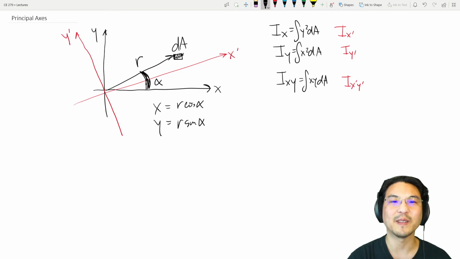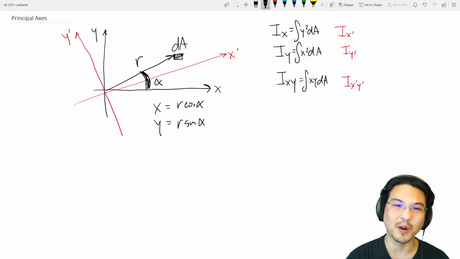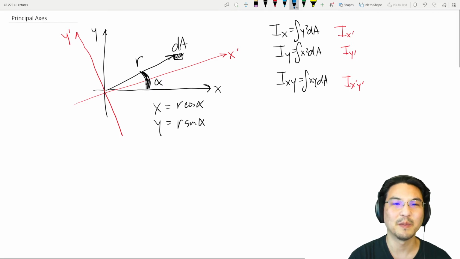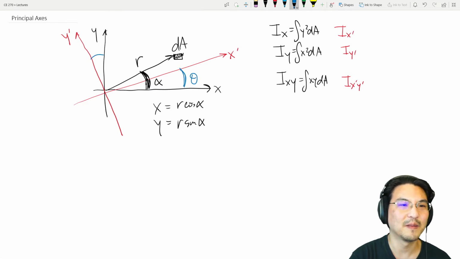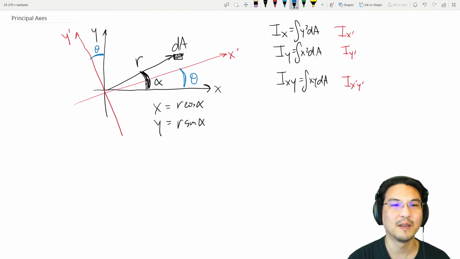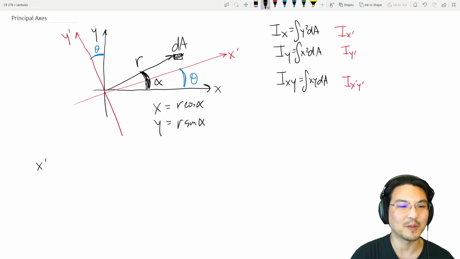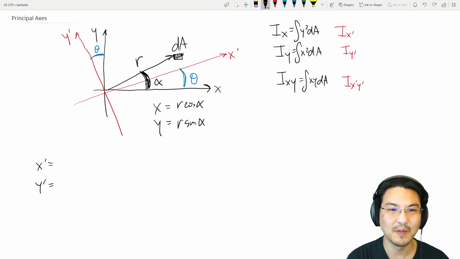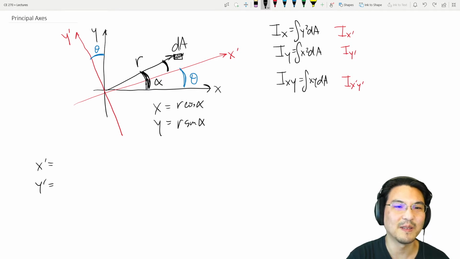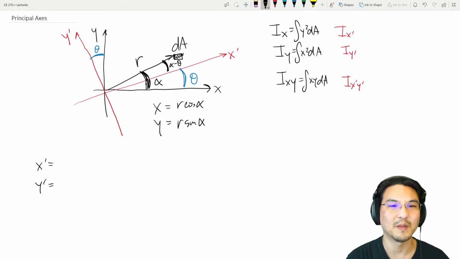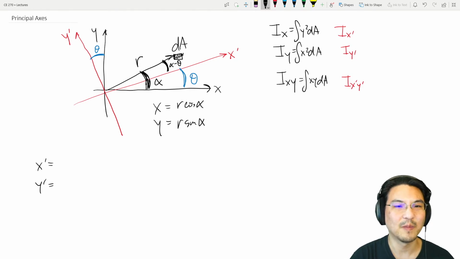Okay, and if we rotate the coordinates, say from x to x prime, from y to y prime, by some angle theta, now, what are the coordinates in the new rotated x prime, y prime? Right, so here to here is alpha, here to here is theta, so here to here is alpha minus theta. So in the x prime, y prime, the x coordinate would be r cosine of alpha minus theta. Y prime would be r sine alpha minus theta.